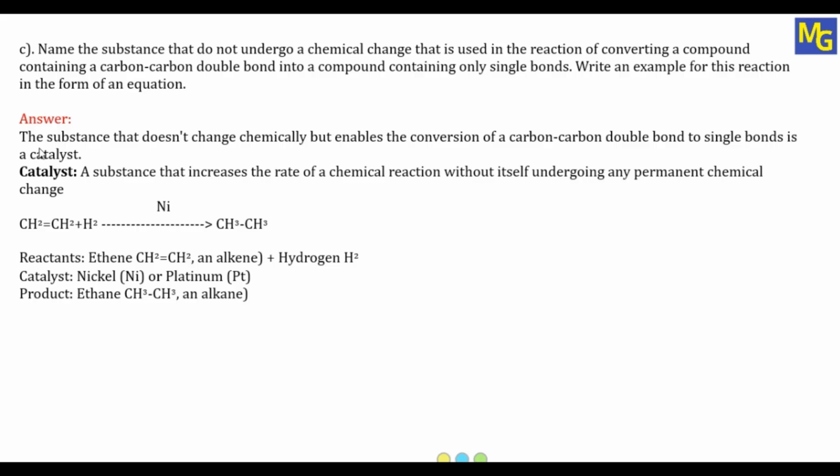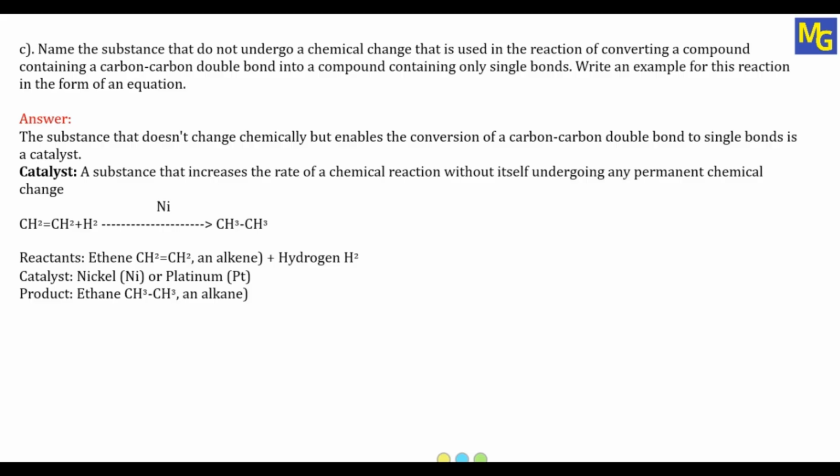The substance that does not change chemically but enables the conversion of carbon-carbon double bond to single bond is called a catalyst. So catalyst is a substance which will increase the rate of the chemical reaction, but itself it will not undergo any change. It will remain as it is, and that substance is called a catalyst. And by using this catalyst, we can convert carbon-carbon double bond into carbon-carbon single bond. And the catalyst used in this reaction is nickel, that is Ni, finely divided nickel. And this reaction is called a hydrogenation reaction.